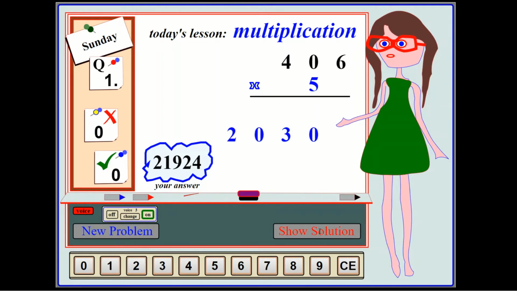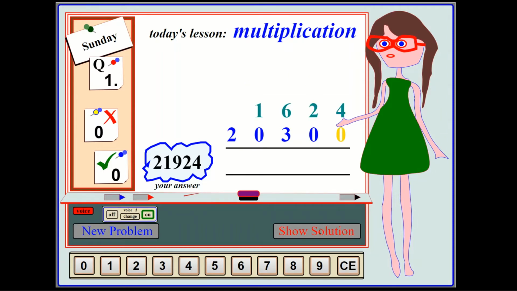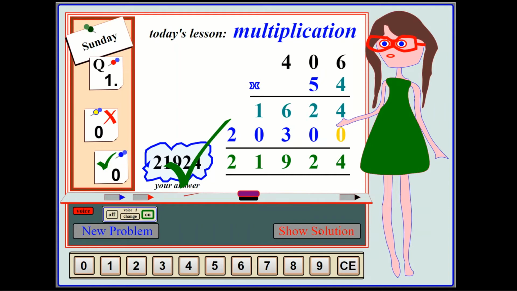Multiplication is finished. Now we move to an addition calculation to combine our two subtotals. Note the use of the gold 0. Continue to add normally. The calculation is finished. Your answer is correct. Well done.